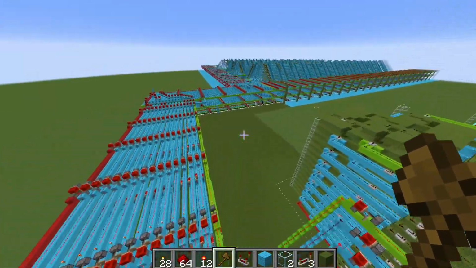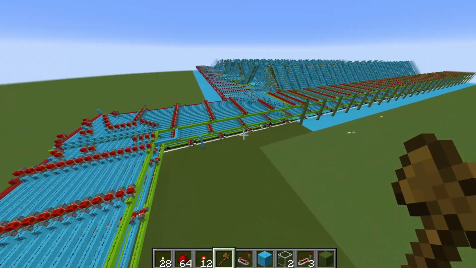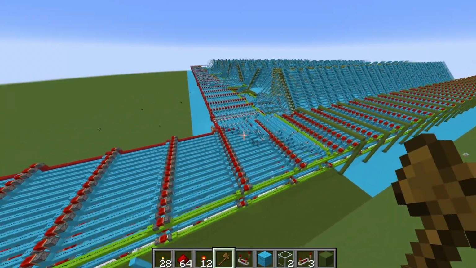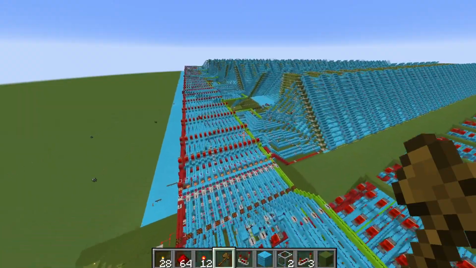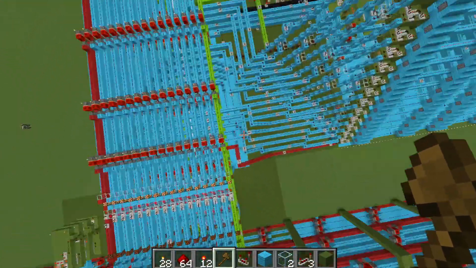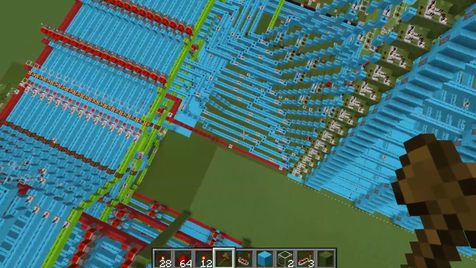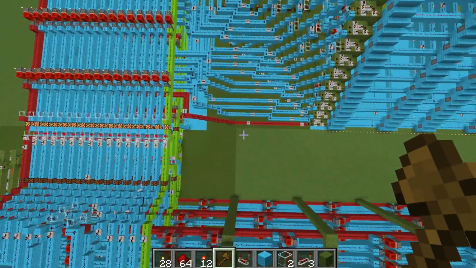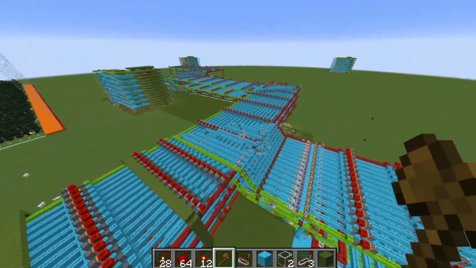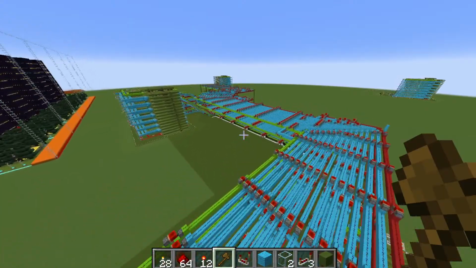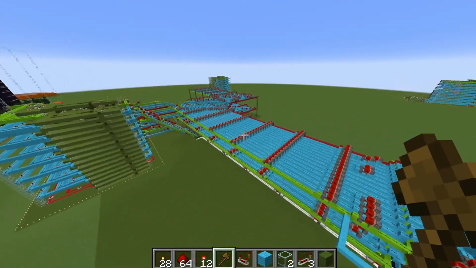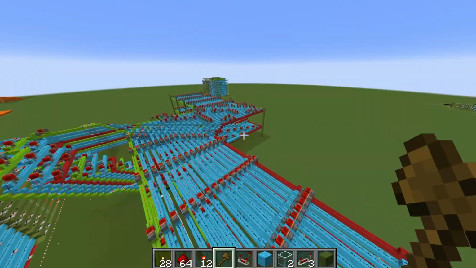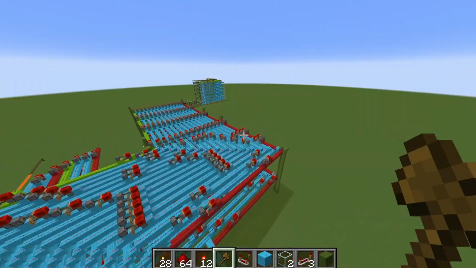So let me just think about how much space I need, I guess. I mean, it's not really a lot, is it? Like 32 blocks should be enough. Well, yes, it should be 32 blocks, isn't it?